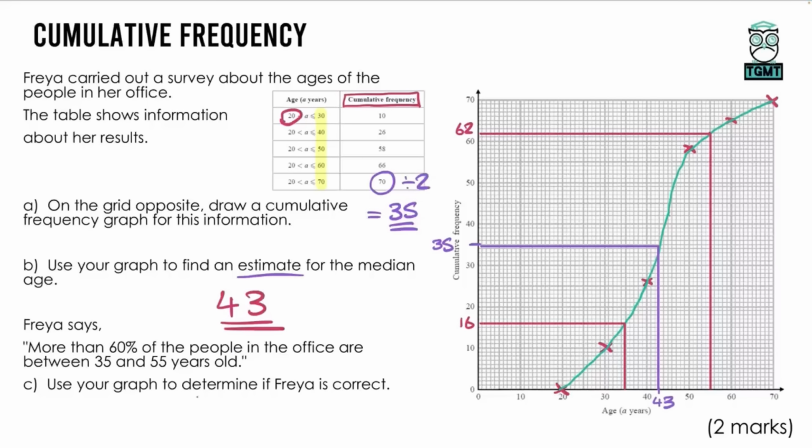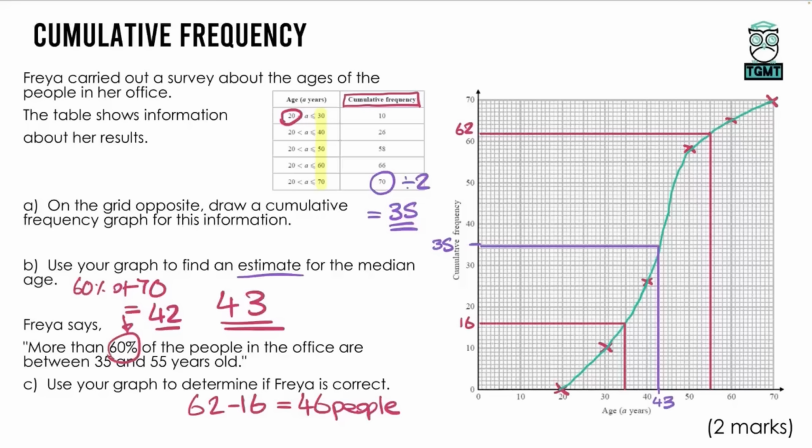So if we have a look, well, 62 take away 16 is the amount of people in that section. So 62 take away 16 is 46 people. Now, we want to compare that to the 60% because she says more than 60%. So if we work out 60% of 70, and whatever method you prefer for that, I'm going to divide 70 by 100, which gets me 1%, and times by 60, and that gets me 42 people. Well, 60% is 42 people, and we have 46 people.